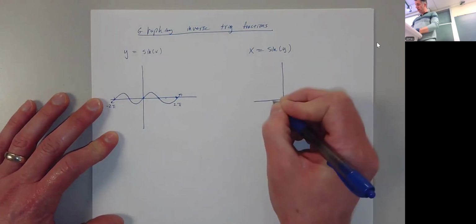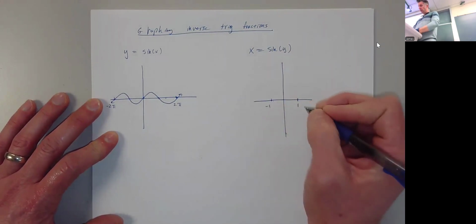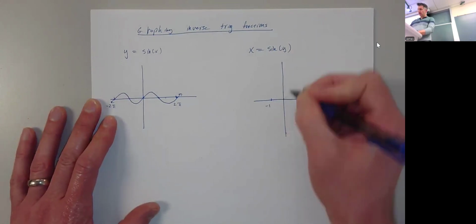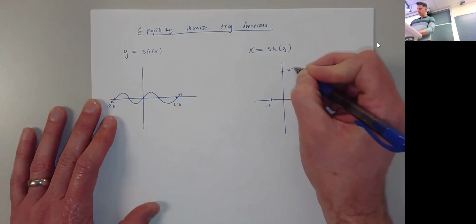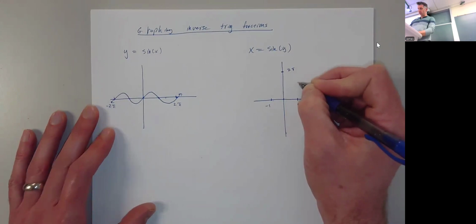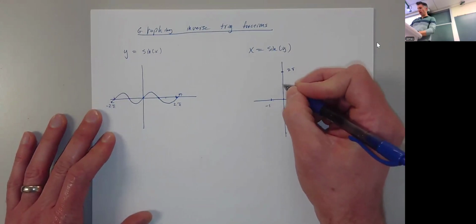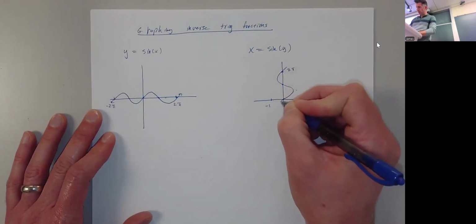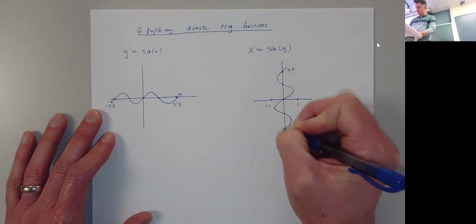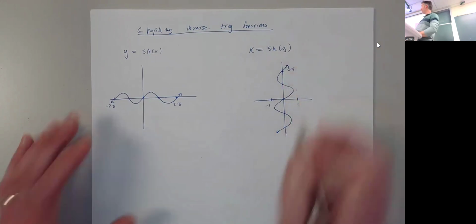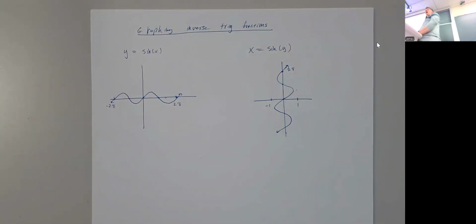We have a domain that goes from negative 1 to 1, and our range is kind of everything, and it looks kind of like this. So there's our inverse relationship. I'm not saying the word function because it's not an inverse function. So what do we do to make it a function? We restrict the domain of the original thing.